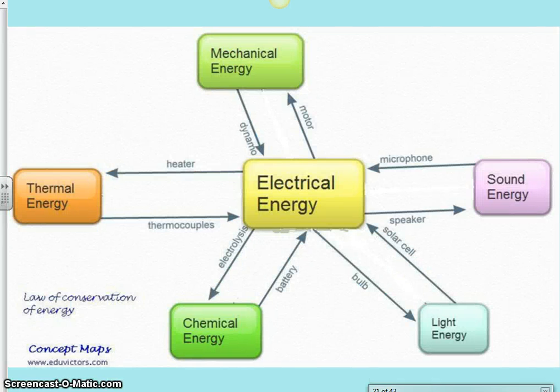This is a little bit simpler diagram that shows the same thing. In the center we have electrical energy, which is an important form of energy that we use frequently, and it shows the different ways that electrical energy can be transformed into thermal, chemical, light, sound, and mechanical energy.